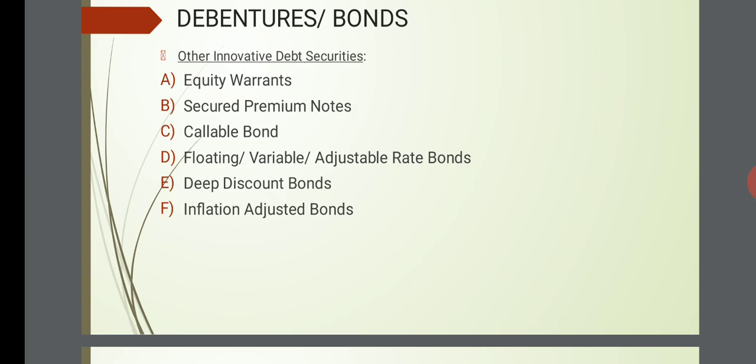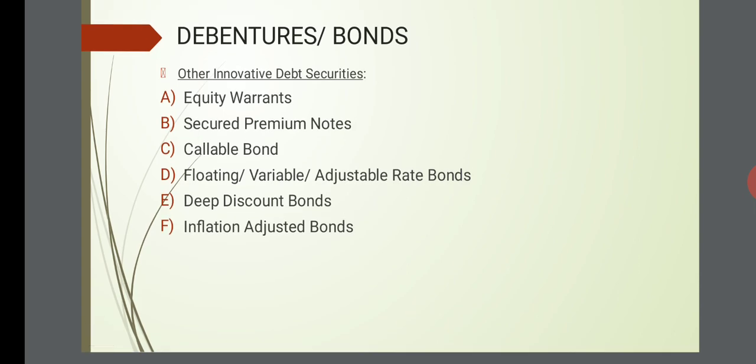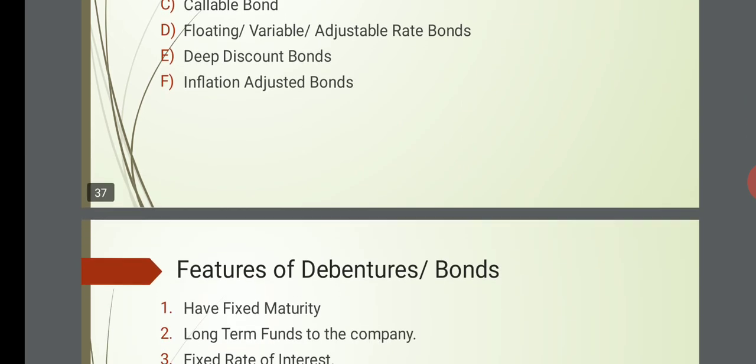Callable bonds, where a person has the option to call or purchase a bond. Floating, variable, adjustable, so flexible rated bonds. These are the deep discount bonds where bonds are issued at huge discounts. Inflation adjusted bonds, these are the bonds where inflation is adjusted, they are adjusted to the price level changes. So these are the things.